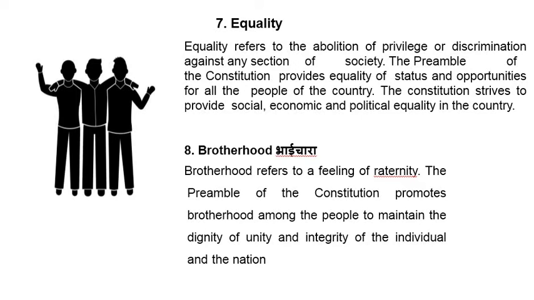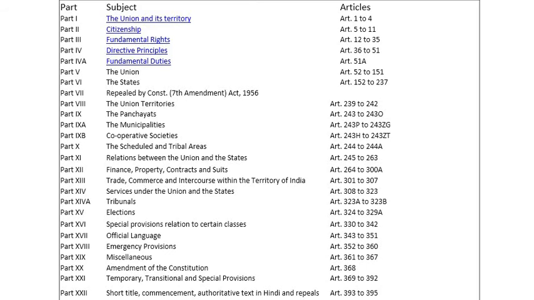Then the brotherhood, bhaichara. Brotherhood refers to a feeling of fraternity. The preamble of the constitution promotes brotherhood among the people to maintain the dignity of the individual and the unity and integrity of the nation. That means brotherhood means that we know, ये मेरा भाई है, भाई भाई. So basically brotherhood promotes a feeling among the people living together. We are living in society, so we have to maintain a particular type of relation with them. That's the meaning. Then the parts, the articles and the subjects which were there in the constitution.